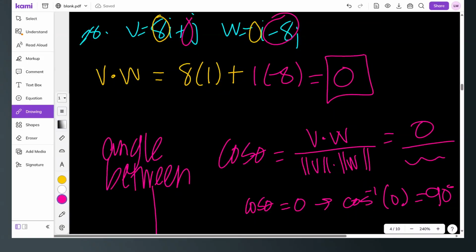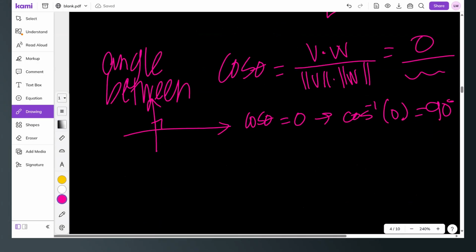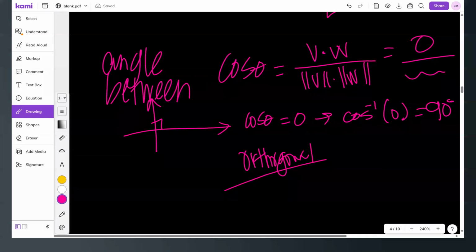So if the angle between two vectors is 90 degrees, they are perpendicular to each other. In vector notation, that's called orthogonal. So the vectors are perpendicular to each other. If they're parallel to each other, you'll end up with 1 on the top, and they'll be parallel. If you end up with something else, then they're neither. All right, that's it.